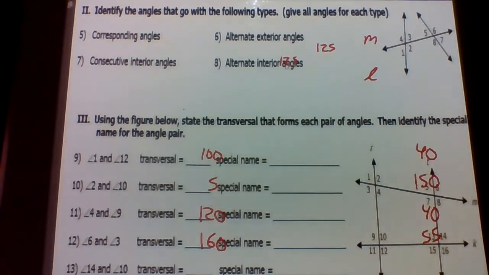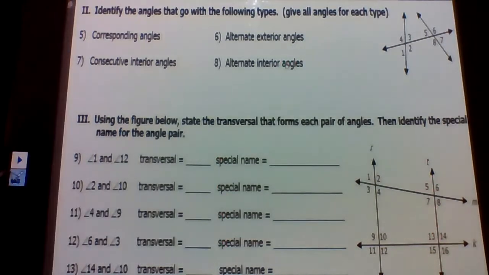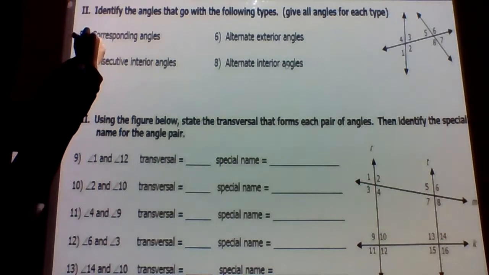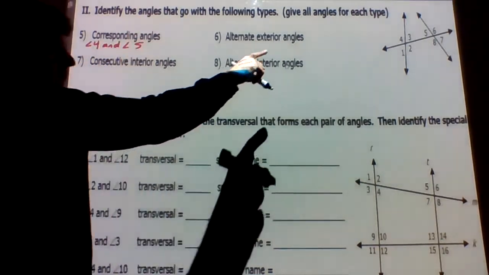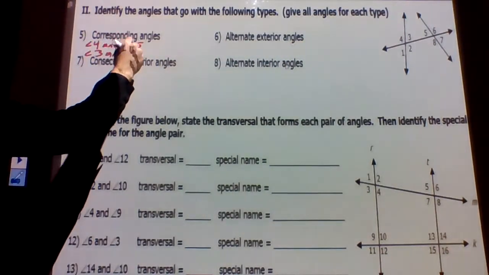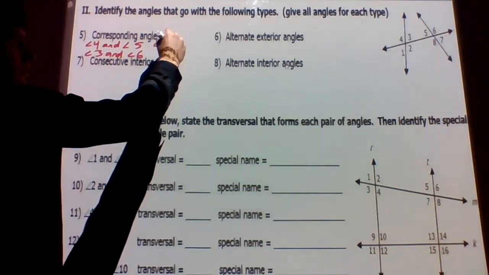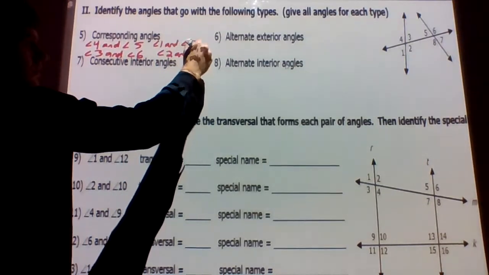So it wants us to identify the angles that go with each of the following. So corresponding angles. Angle 4 is going to correspond with angle 5. Angle 3 is going to correspond with angle 6. Angle 1 is going to correspond with angle 8, and angle 2 is going to correspond with angle 7.